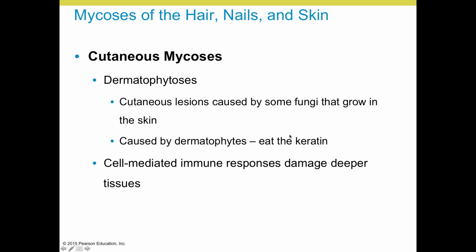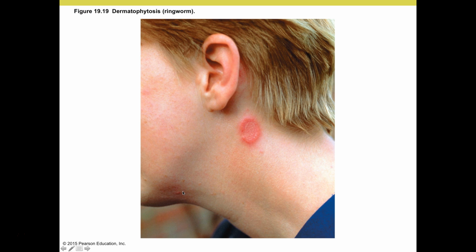When we go into cutaneous mycoses, we have the dermatophytoses. Look at the word dermis. These cause cutaneous lesions, sometimes by fungi that don't grow in the skin. These are dermatophytes. They eat keratin, and as we know, keratin is the protein in the skin. There are cell-mediated immune responses that damage deeper tissues, and that means they can go even deeper into your tissues and cause more damage to your organs. This is an example of dermatophytosis, also known as ringworm.